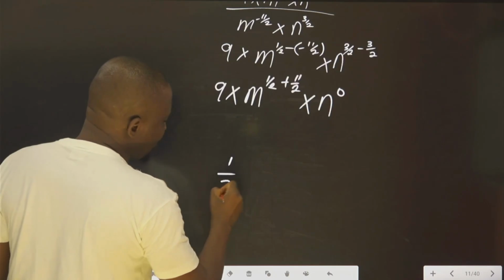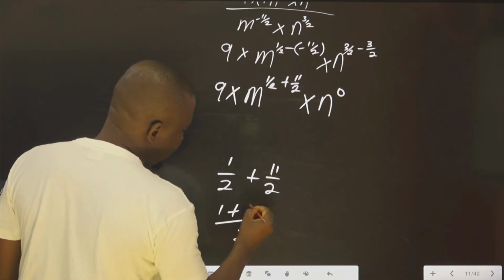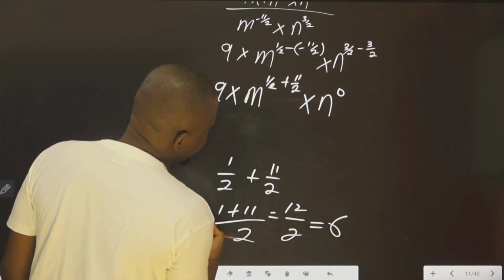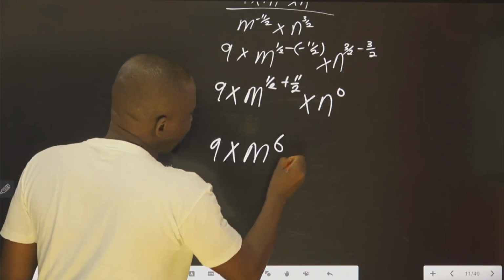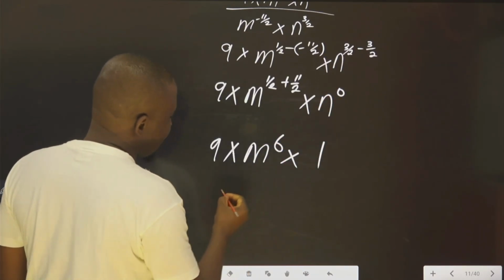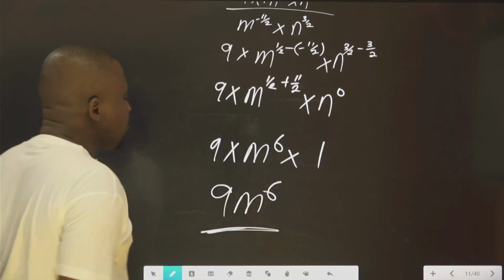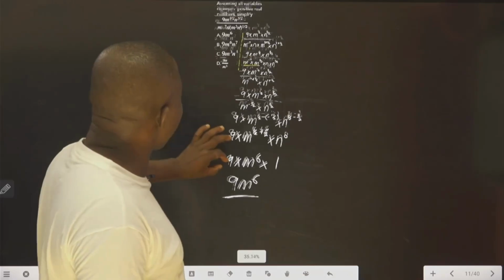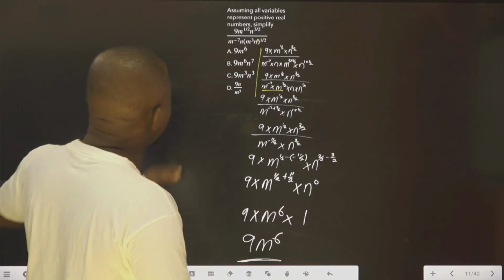Let's work on this. 1 over 2 plus 11 over 2. That is 1 plus 11 equals 12 over 2, which is 6. So therefore, we say 9 times m raised to power 6 multiplied by this is 1. That is 9m raised to power 6. So I can't go beyond this because we are asked to simplify. Okay? Now let's check if there's anything like that. Yes, that is the first one.